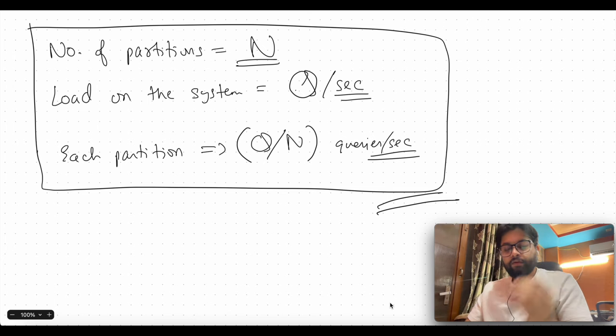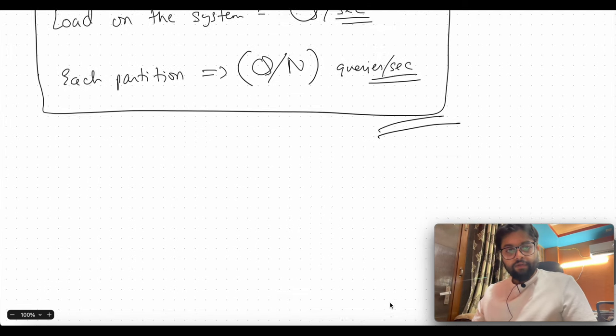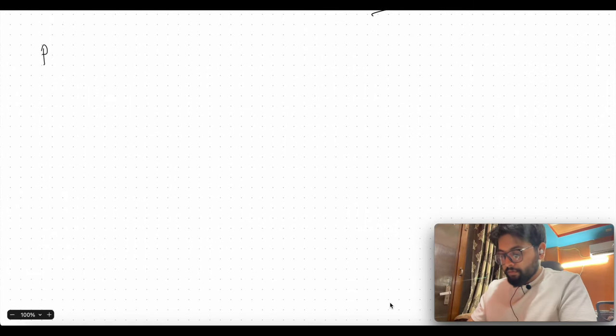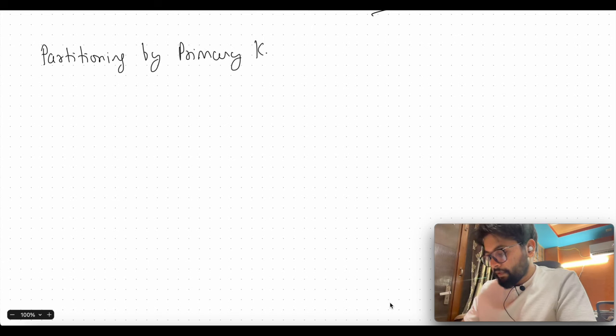So basically, we will try to partition the database, or partition data within the database, through their primary keys. So let me quickly write it down here. So it is partitioning by primary keys / indexes, right?